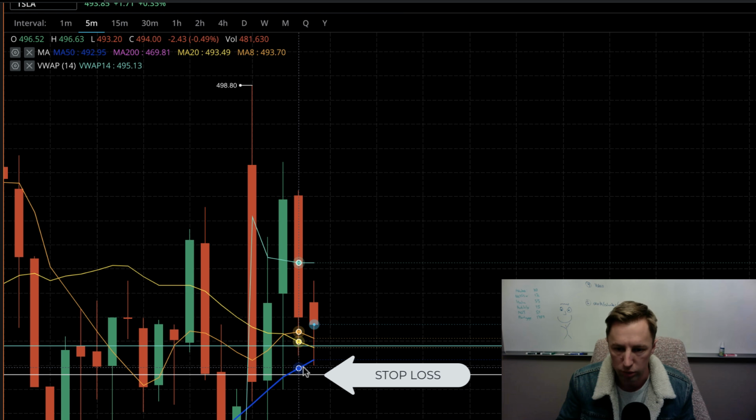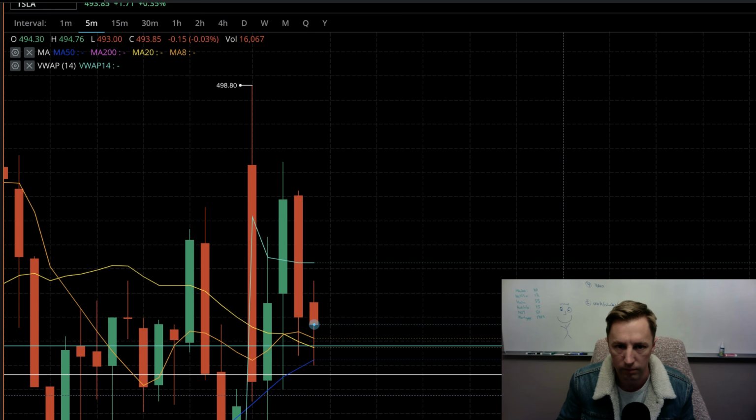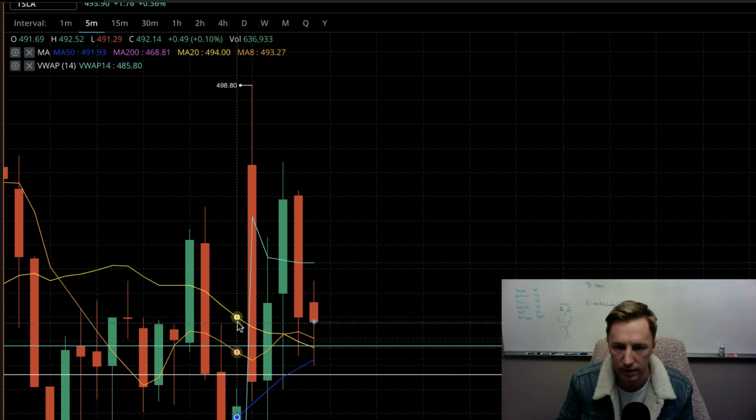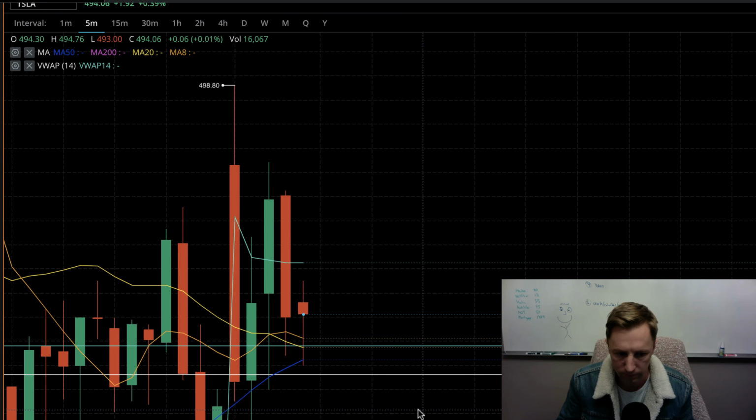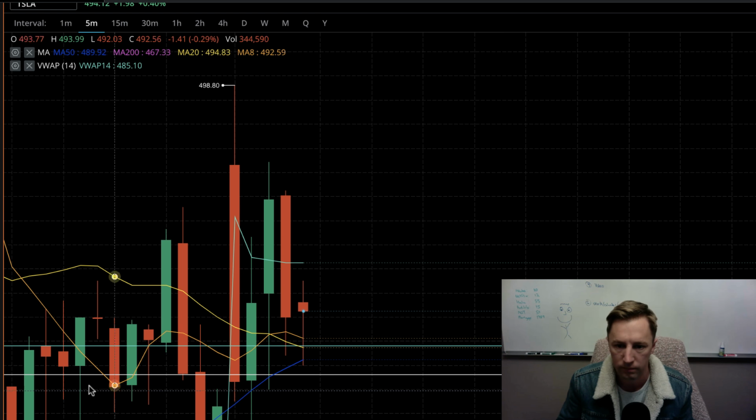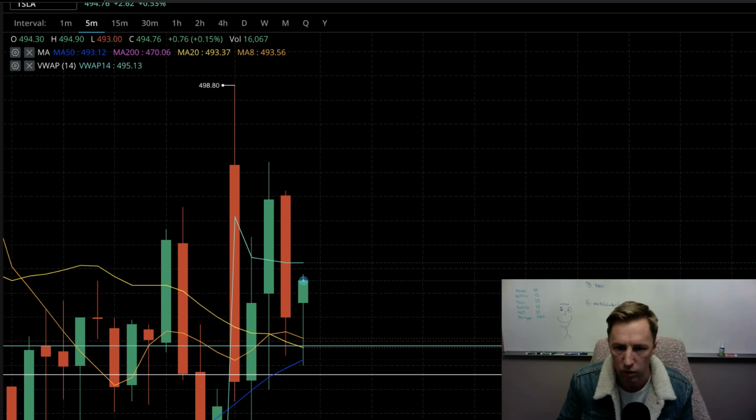Right below this blue line, it's the 50 moving average. This green line here is my entry, and then I have the orange and yellow line, both the 8 and the 20. So this looks like it's moving. It's going to be hitting this green line up here. That's the VWAP. It looks like this blue line has been acting as support, so that's good so far. If we can get above the VWAP, that'd be very nice.